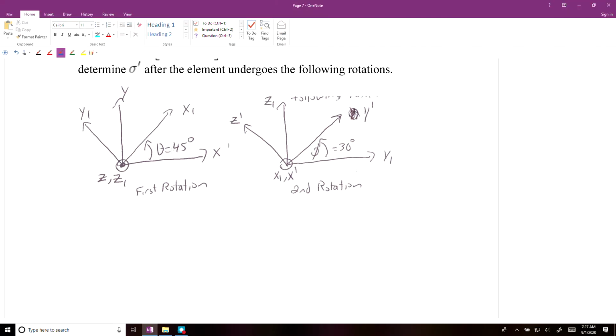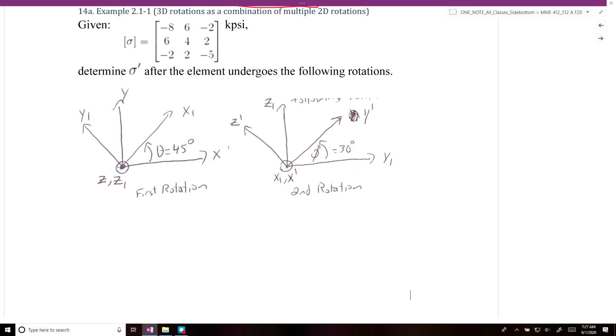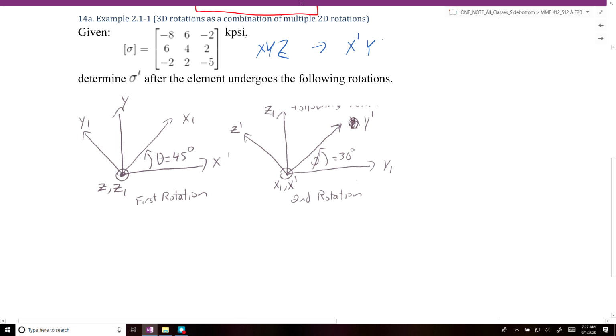So in this example problem, we're given a state of stress in the XYZ coordinate system, and we're asked to determine what would be the state of stress in the x prime, y prime, and z prime coordinate system. We're given that the system is rotated two times.